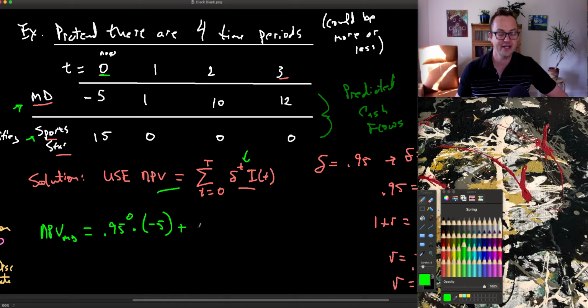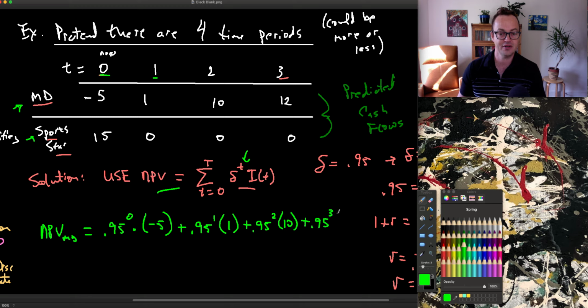I add to that time period 1, 0.95. Now I'm at time period 1. I exponentiate that to the first power, which becomes itself, and I multiply that by the inflow, which is 1, plus 0.95 raised to the 2 times that inflow, which is 10, plus 0.95 raised to the third times that inflow, which is 12.